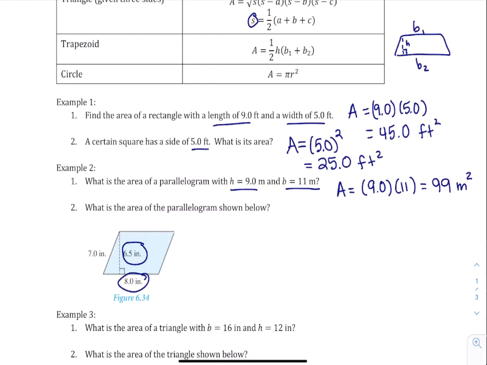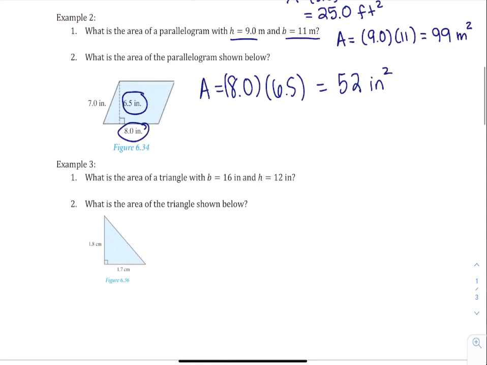Anytime you're going to use a B or an H, you need to specifically be using sides that are perpendicular to each other. And sometimes the height will not actually be a side of one of these shapes. It probably will be something inside your figure. So our formula, base times height, looking at an area of 52 square inches.